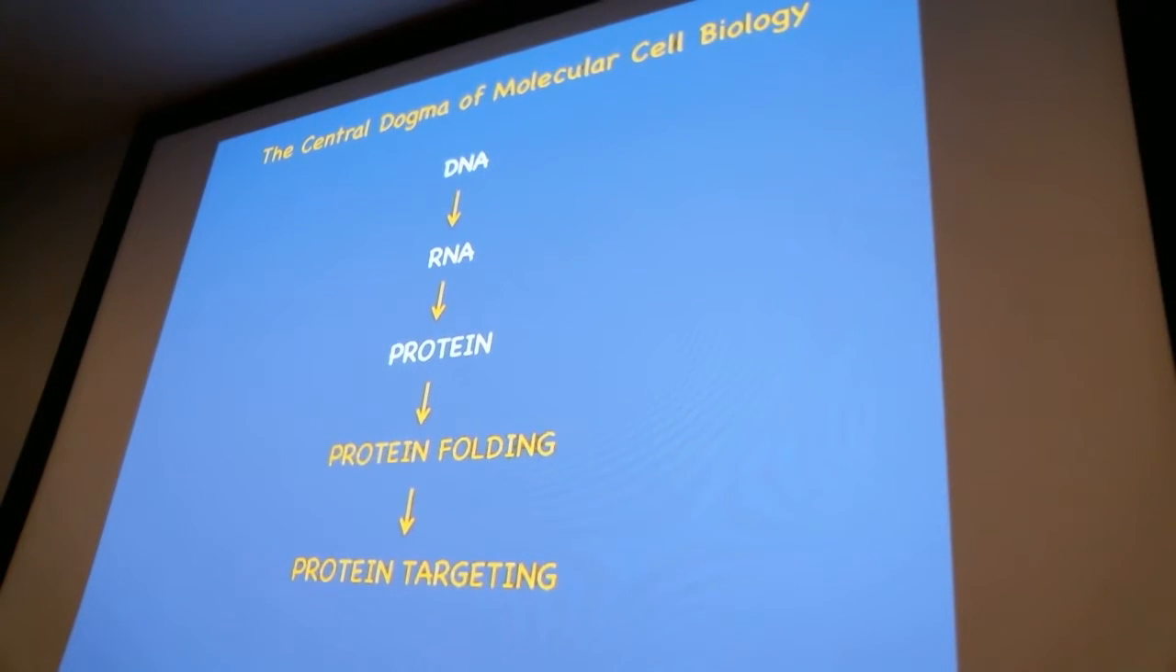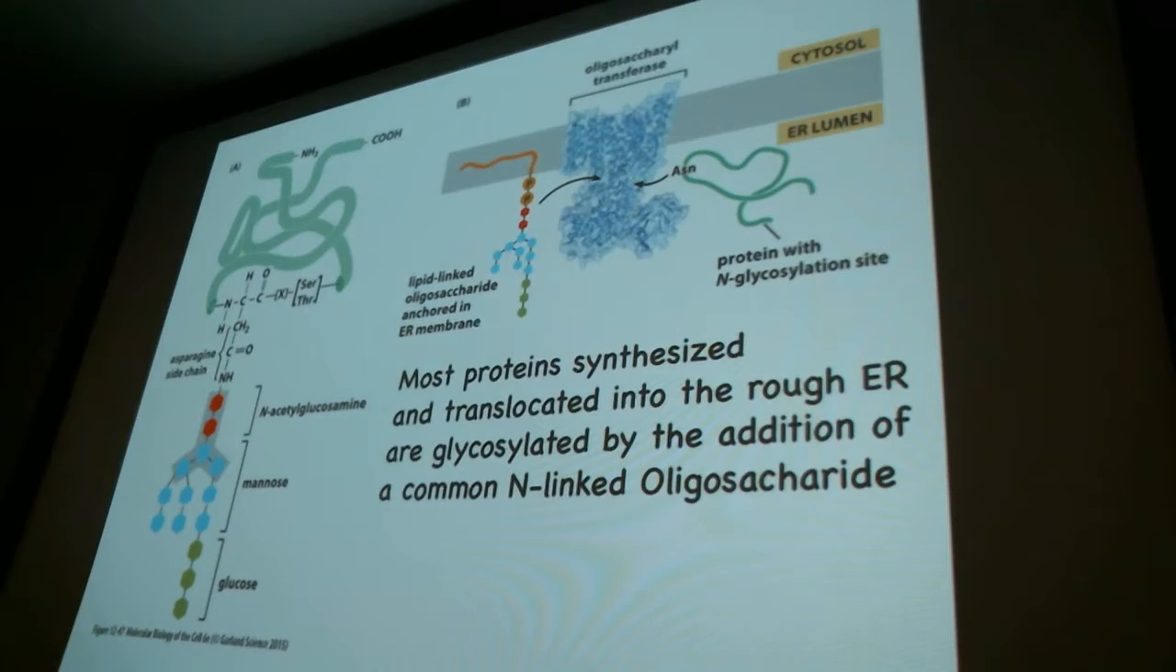So there are these two additional steps: the folding of the protein right after it's synthesized, and then how this is targeted to the place in the cell where it's going to do its work. So a lot of the interest of cell biologists over the last few decades has been to understand how these steps work. And I'm going to give you a few examples of what is important here.